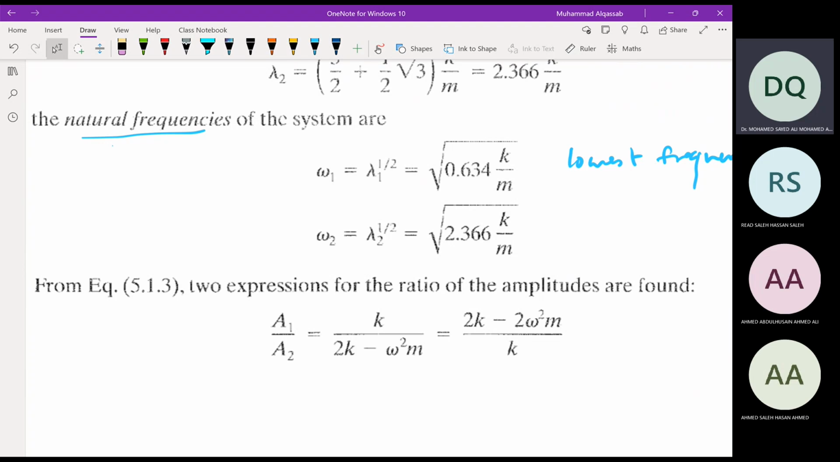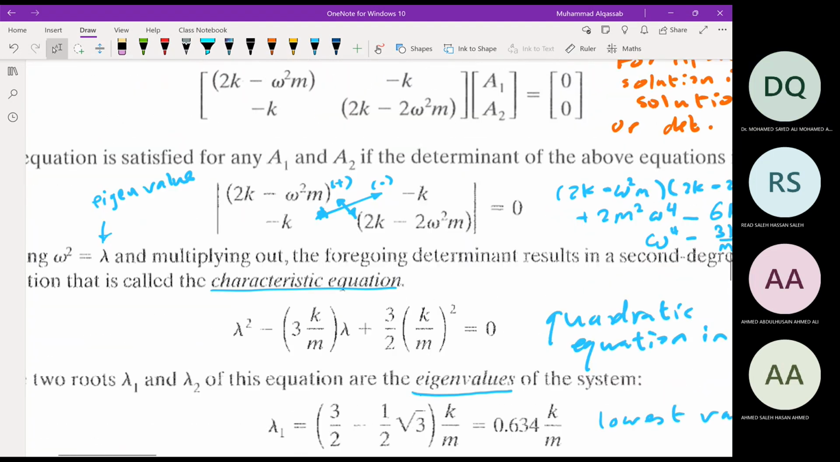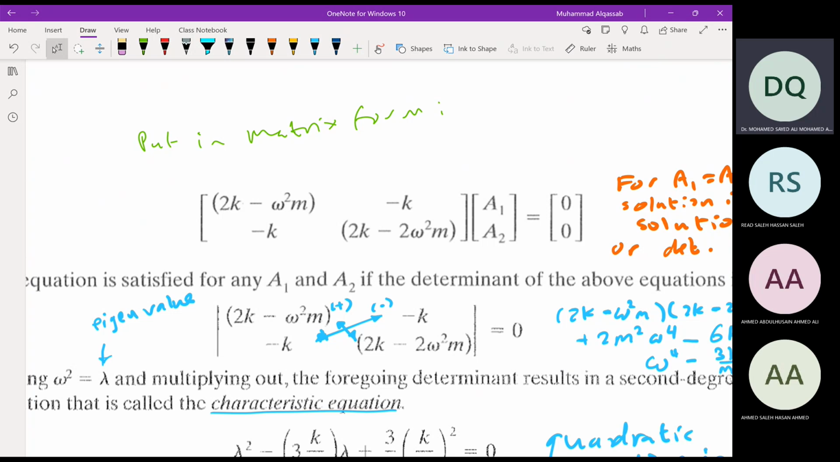Now let's go back to A1 and A2. A1 and A2 cannot be found because there is an infinite number of solutions here. If you put omega equal to omega 1, you will find many solutions for A1 and A2. If you put omega equal to omega 2, you'll find many solutions for A1 and A2.